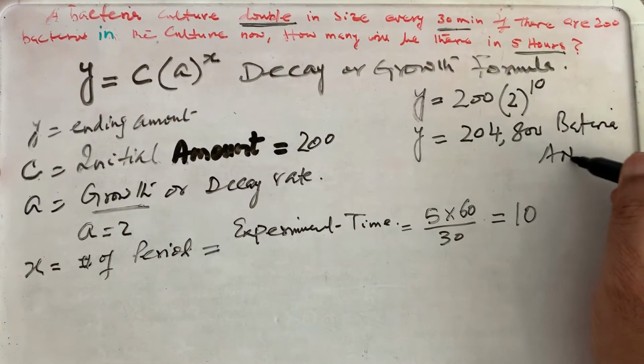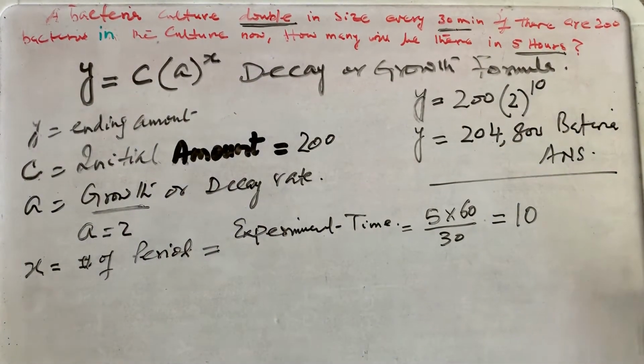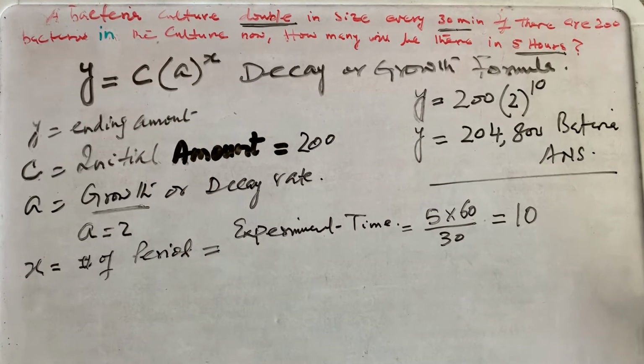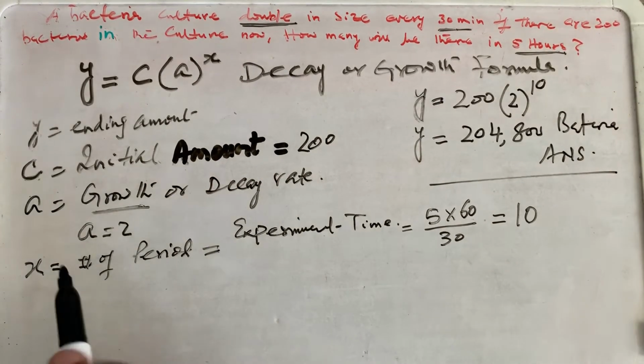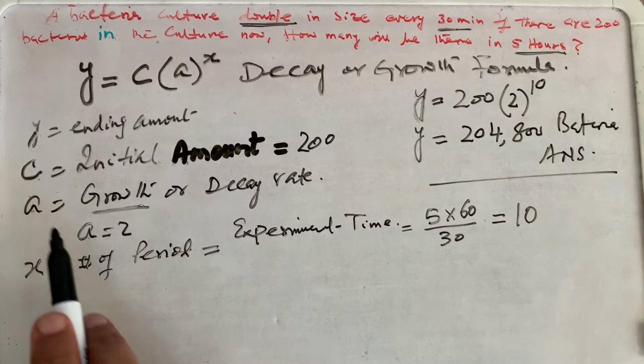Answer. The calculation is not that difficult because you can put it in a calculator to get the answer right away. But the setup of the variables and the values of the variables as described in the word problem, we need to pick that up. A bacteria culture doubles in size every 30 minutes. Double means twice, right? And that is growth. So a equals 2, double.